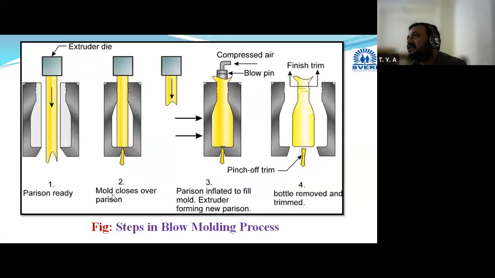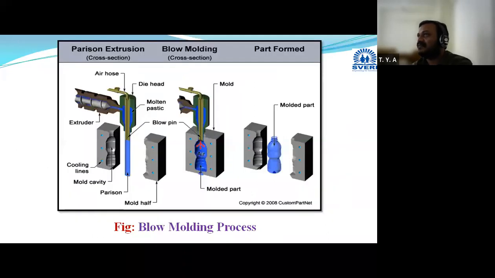Now I will explain it with the help of the diagram. These are the steps involved in the blow molding process. The first step is preparing the parison, which is done using the extrusion molding or injection molding process. Here it is shown: the extrusion molding setup has a die opening, and the material is extruded. I have already explained injection molding and extrusion molding. Initially, our aim is to prepare this parison.